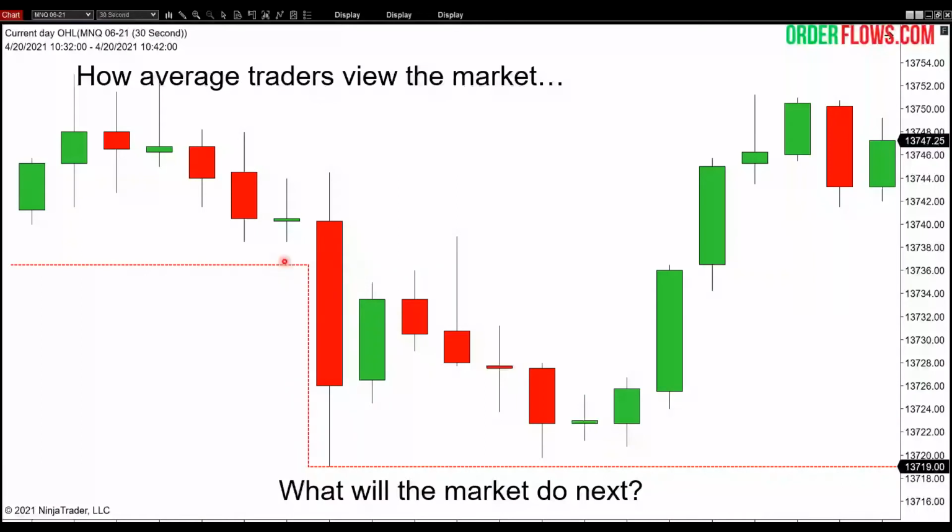But again, if you're looking at a normal bar chart like this, right? You're coming down into the low. This red line is the low of the day. You're wondering what's the market going to do next, right? We just had that big bar down. Then we went sideways, we started coming back down to it.